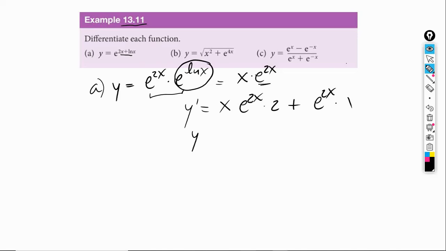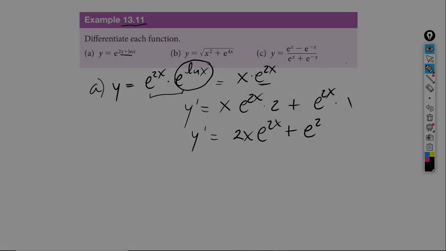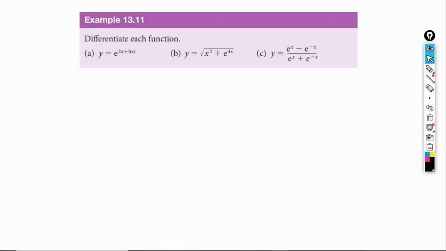And then we can simplify this as 2x e to the 2x plus e to the 2x. So for b, if you notice, we can rewrite it as y equals x squared plus e to the 4x, and all this to the power of 1/2. The reason is that I can see I will have to use the chain rule.